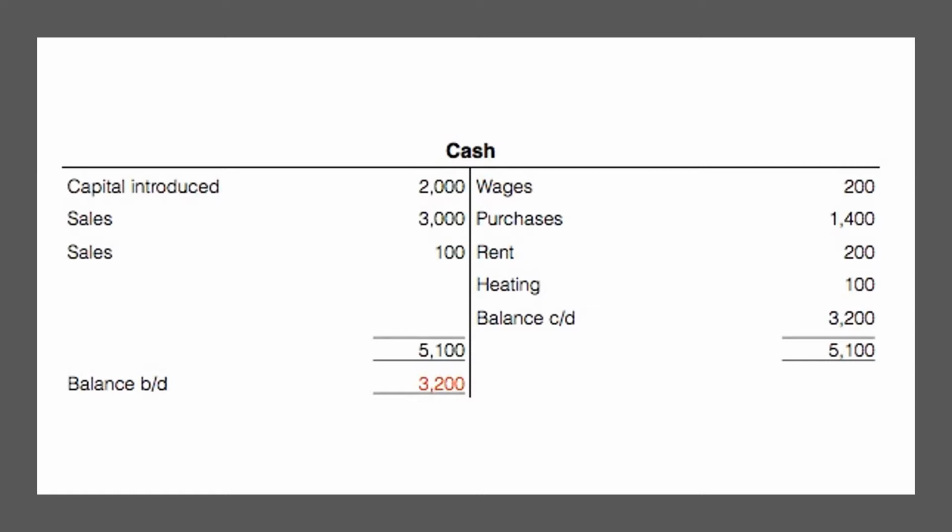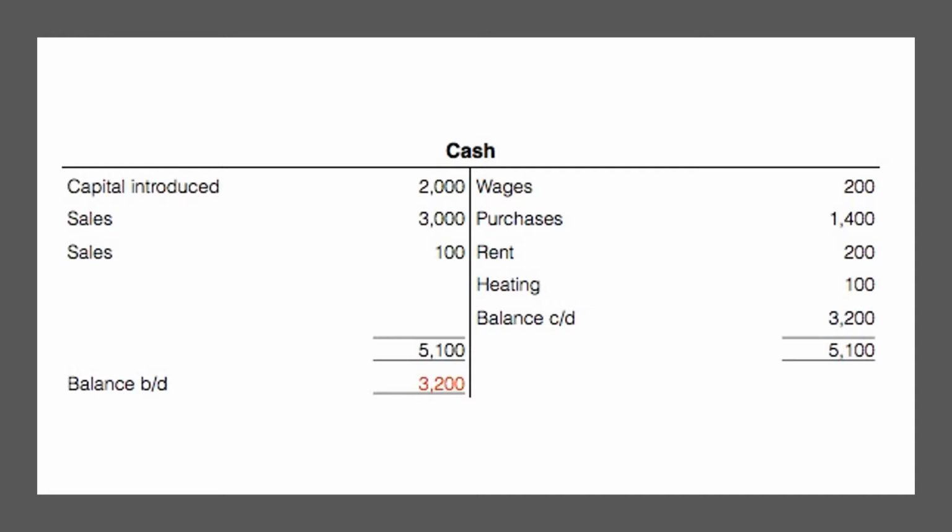You're exactly right. So on the left side, capital introduced, that's money coming into the business, is $2,000. So somebody put $2,000 into the cash account for this business. They've made $3,000 in sales, and then also $100 in sales. Fantastic. On the right hand side, we see credits, right? So that's money that's being taken out. We have $200 that is paid in wages, $1,400 in purchases, $200 in rent, $100 for heating, and the closing balance is $3,200.